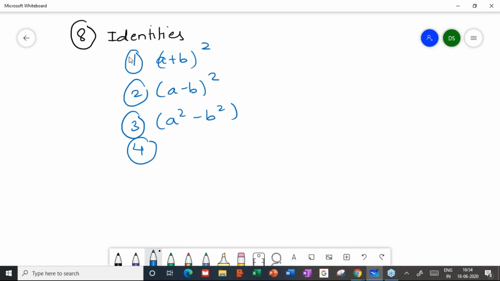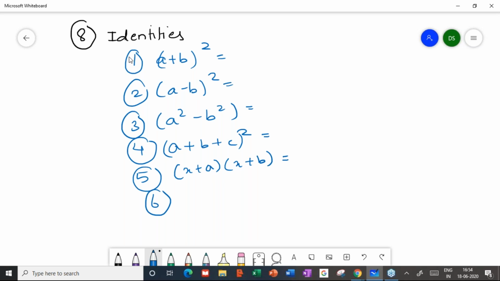Then there is a plus b plus c the whole square. Then there is, this is an interesting one. A minus b the whole cube, right? Yeah, he has given us. He made you all write them. Good, good. So you've covered all these things.